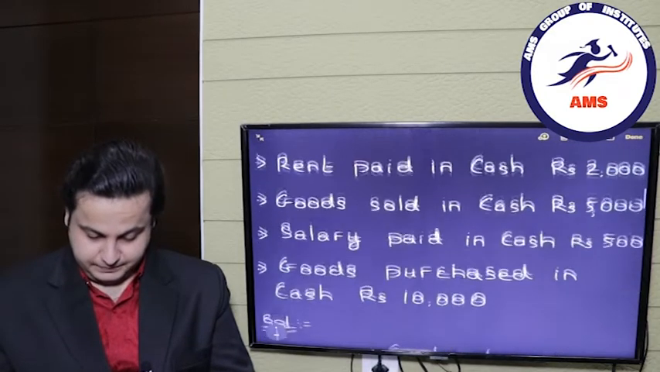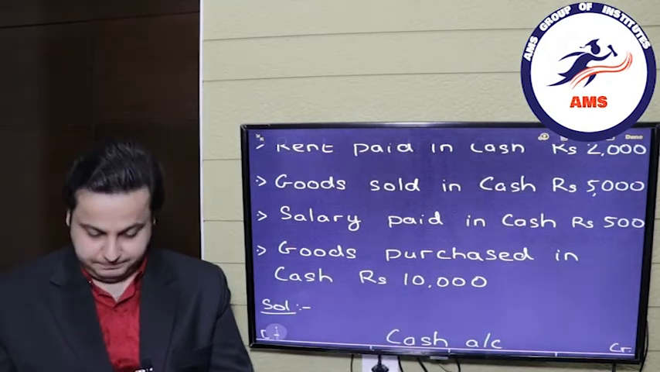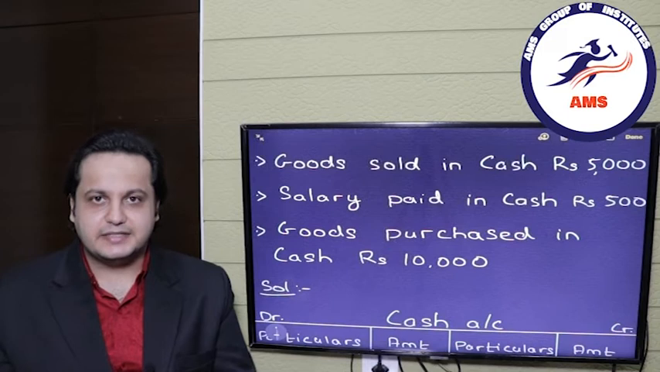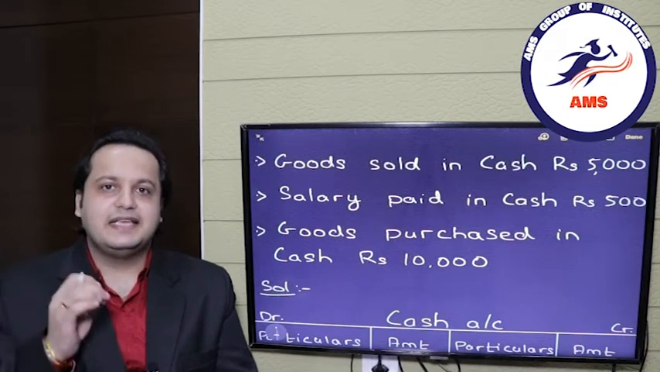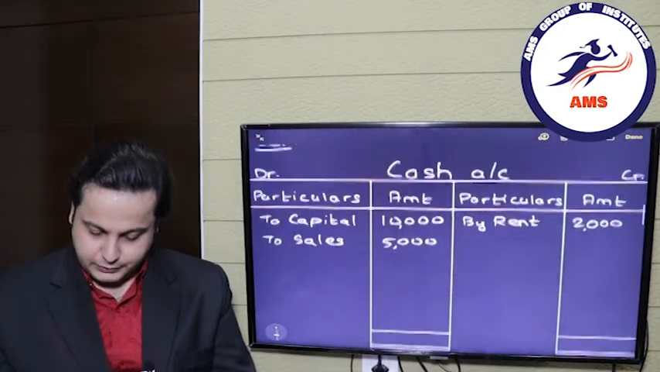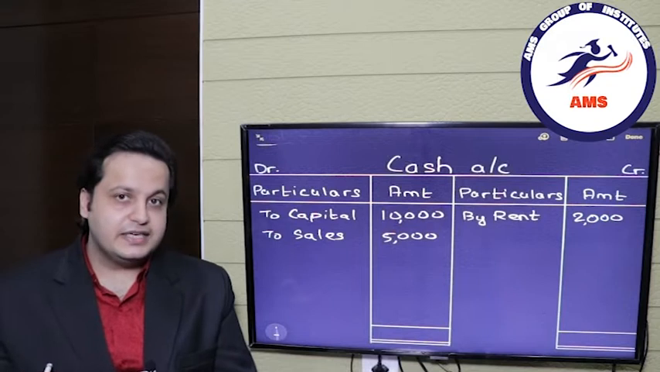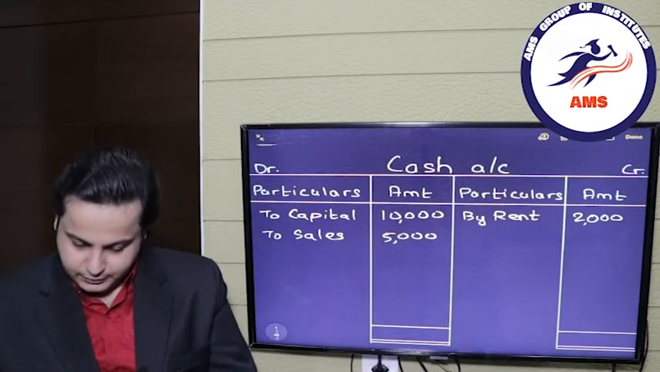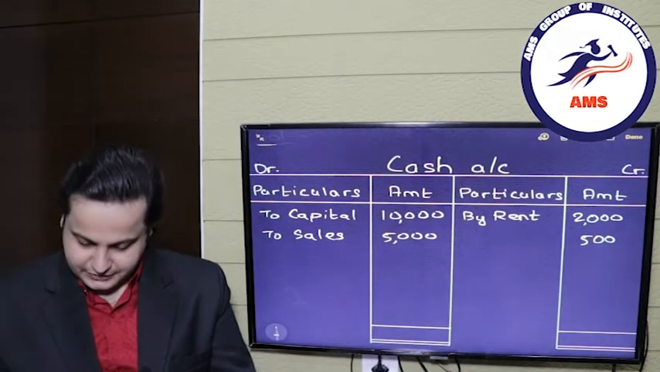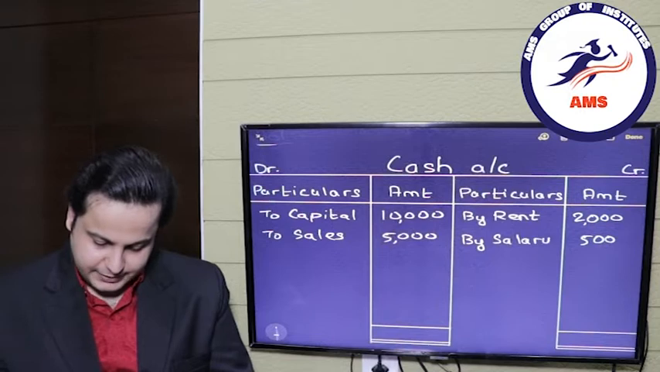Next transaction. Salary paid in cash, rupees 500. So in this salary is being paid. It is an expense. The entry will be by salary account debit to cash account credit. So let's move forward with the posting. Now cash is being credited. So we will do this entry on the credit side, rupees 500. And what are we paying? The salary. So by salary account debit.